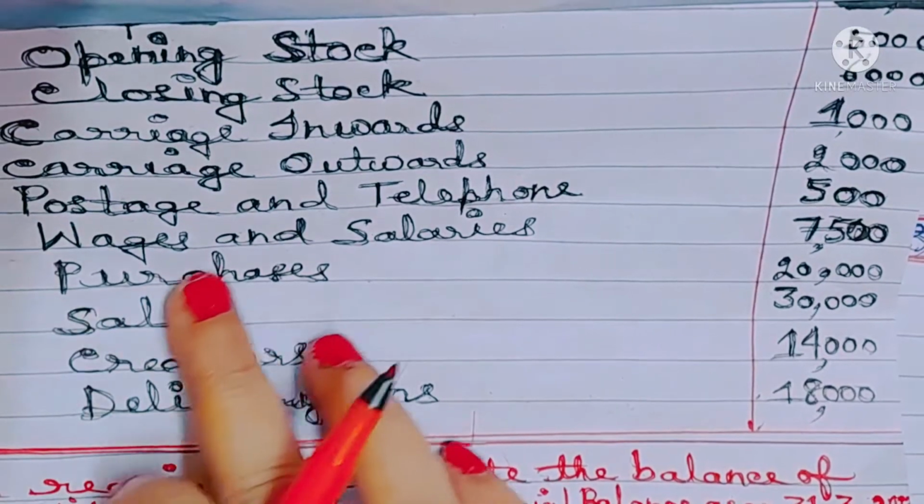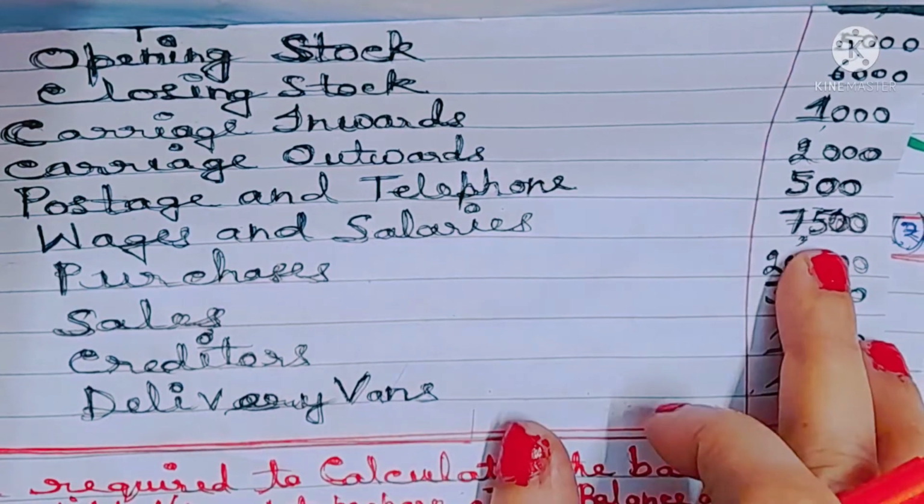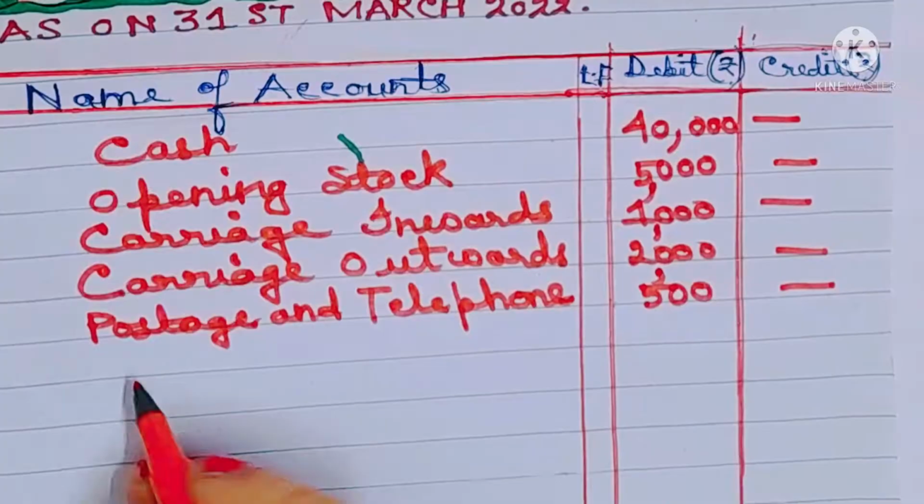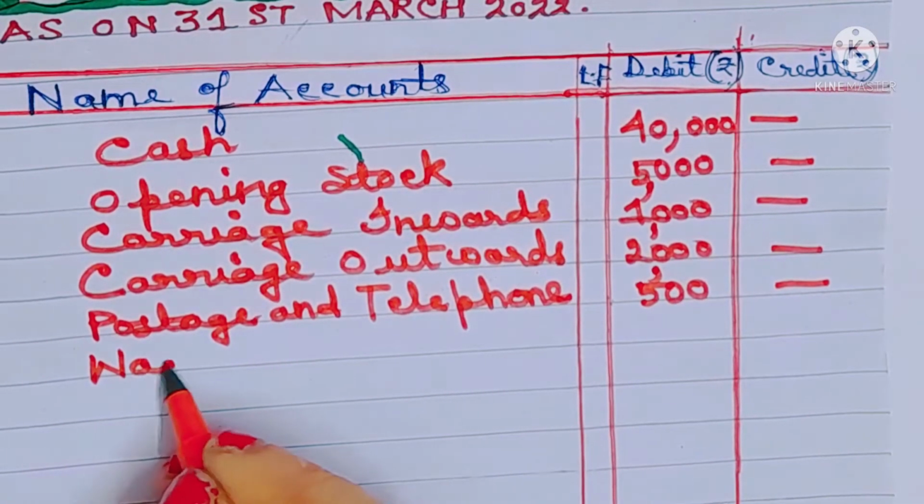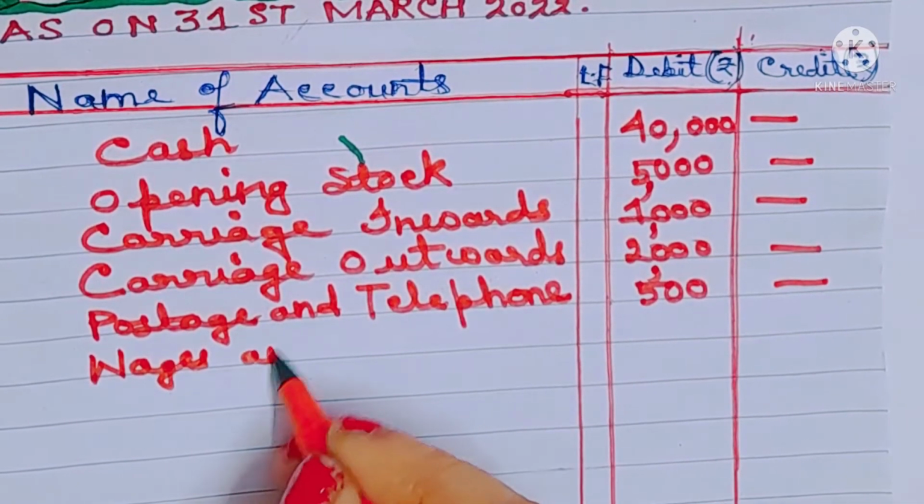The next account is wages and salaries, 7,500. Let's write wages and salaries.